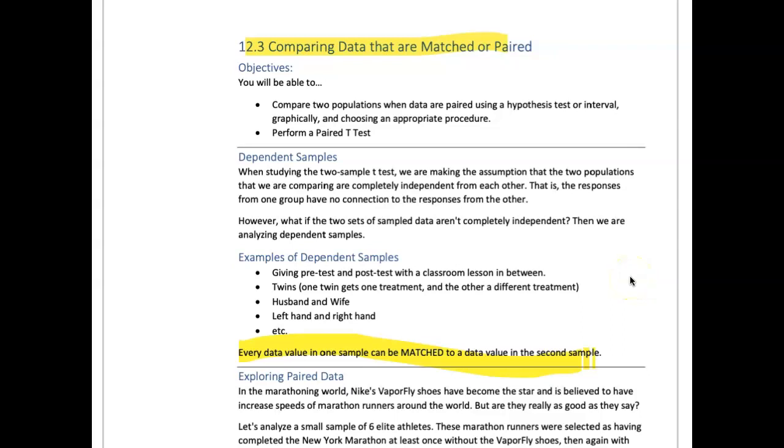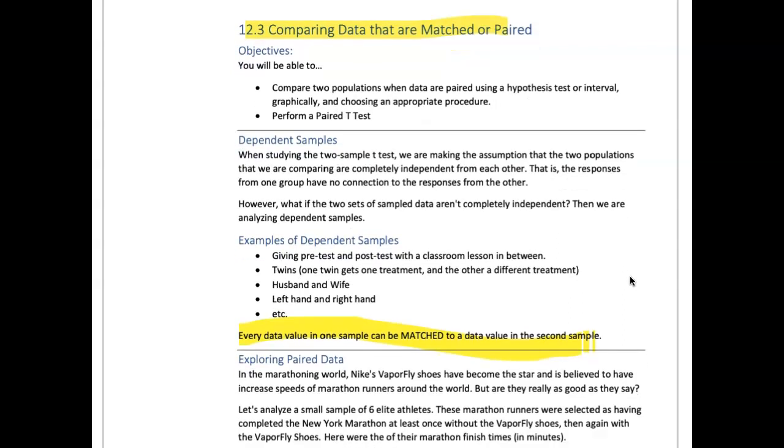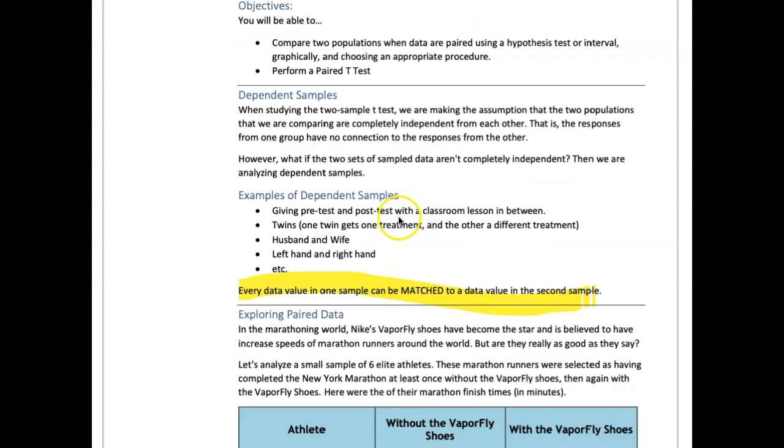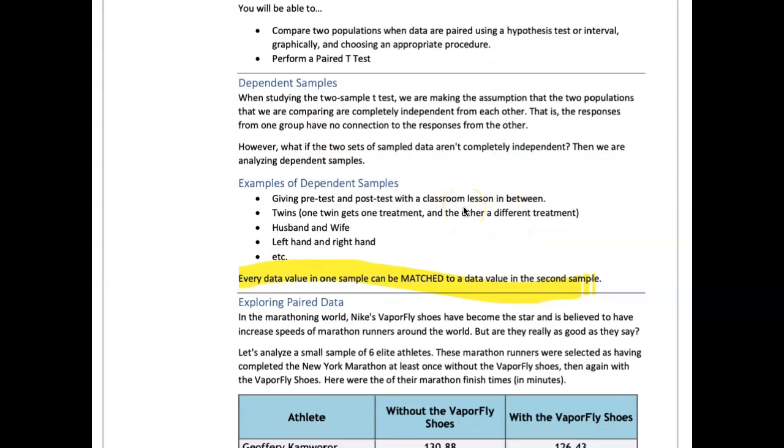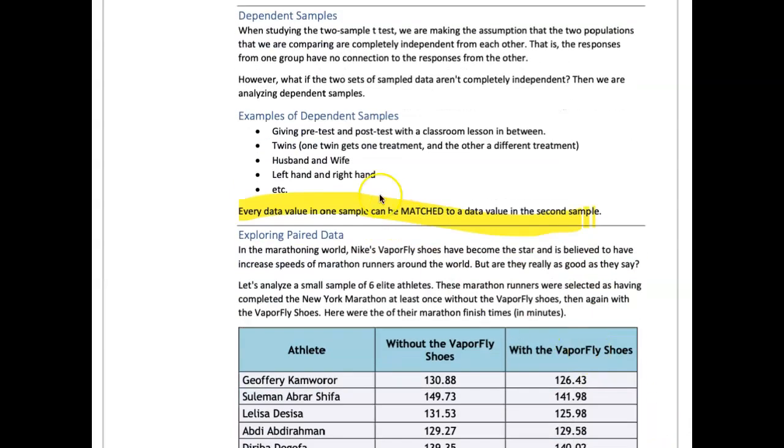We're in Module 12, comparing data that are what we call matched or paired up. Now we're going to be looking at the means of some values from samples. However, these means are going to be connected to what we call dependent samples. In the previous lesson, 12.1, we did independent samples. The two groups were not connected in any way. We were comparing two independent groups.